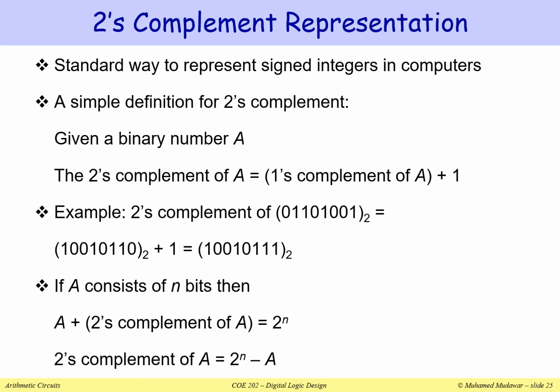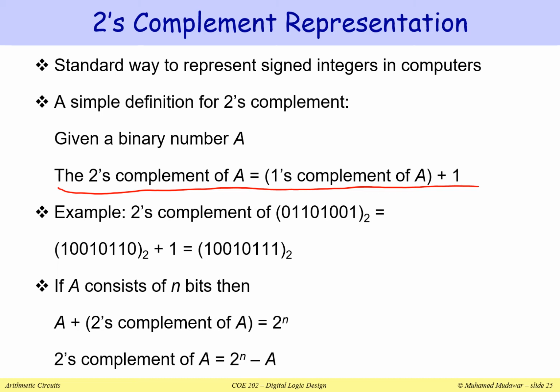So what is the 2's complement representation? It's the standard way to represent signed integers in computer systems. This is actually how computer systems today represent signed integers. A simple way to define the 2's complement is that the 2's complement of a given number, which is a, is the 1's complement of a plus 1. That's very simple. You just have to add 1 to the 1's complement to obtain the 2's complement. This is why it's called the 2's complement, because it's the 1's complement plus 1.